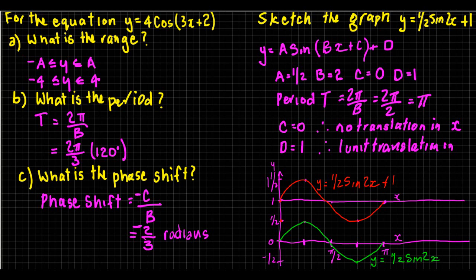Referring back to the general equation y = a sin(bx + c) + d, straight away we can see that a = 1/2, b = 2, c = 0 in this case, looking at it very carefully, and d = 1. So our period T is 2π over b, 2π over 2 in this instance, or π.